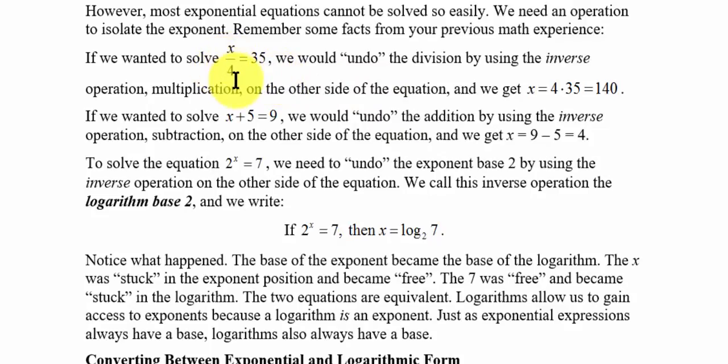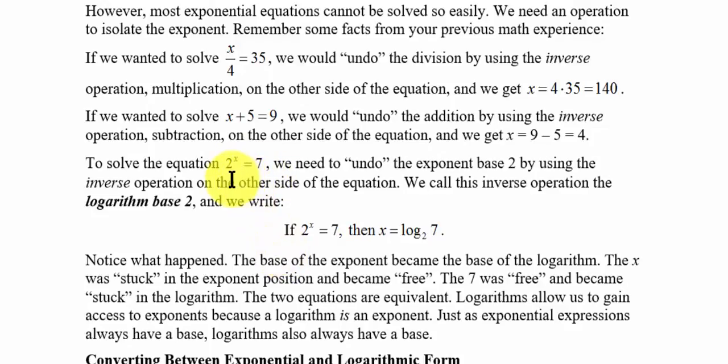Well, if you look at this problem, x divided by 4 equals 35, we undo the division by multiplying, right? We would multiply both sides of this equation by 4 to free x, to get x by itself. Or if I was adding, x plus 5 equals 9, I could undo the addition, right? By subtracting. I would subtract 5 from both sides to get x by itself, where you'd have x equals 4. So the logarithm undoes the exponent, right? Just like multiplication undoes the division, subtraction undoes the addition, the logarithm frees the exponent, or undoes the exponent.